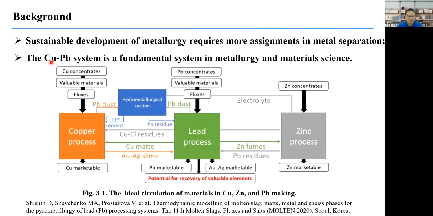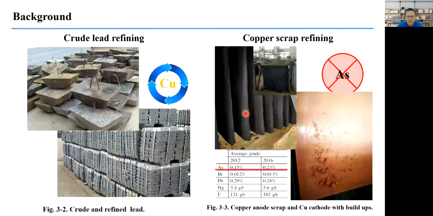And the copper and lead system is a fundamental system in metallurgy, not only in these three metal making processes, but also in metallurgy generally and also in material science, in solder, in alloys, and in a lot of other electrical industries. So this is an idea. Actually, I agree with this one, and this should be promoted all over the world.